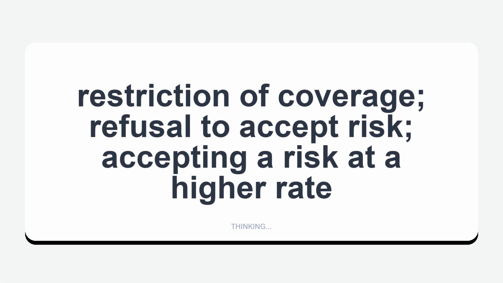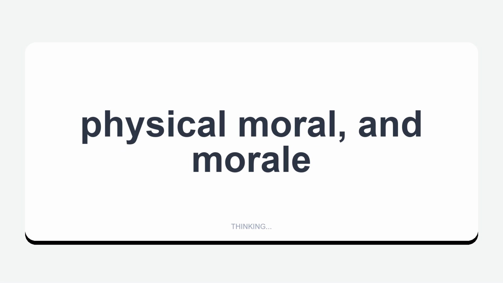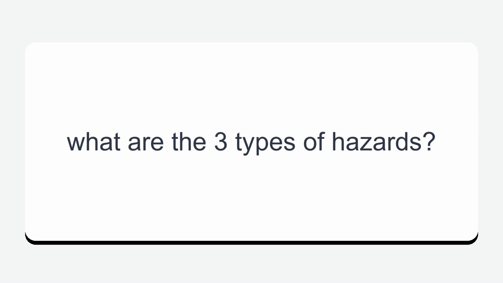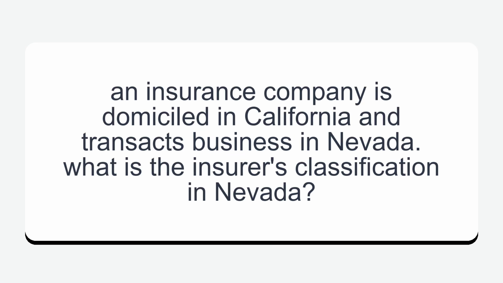Restriction of coverage, refusal to accept risk, accepting a risk at a higher rate. What are the strategies used by underwriters to prevent adverse selection? Physical, moral, and morale. What are the three types of hazards? Foreign. An insurance company is domiciled in California and transacts business in Nevada. What is the insurer's classification in Nevada?